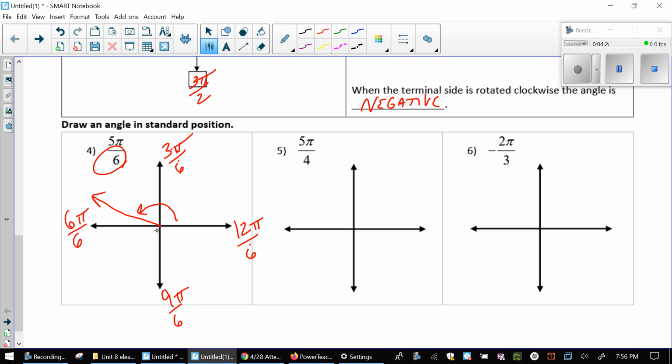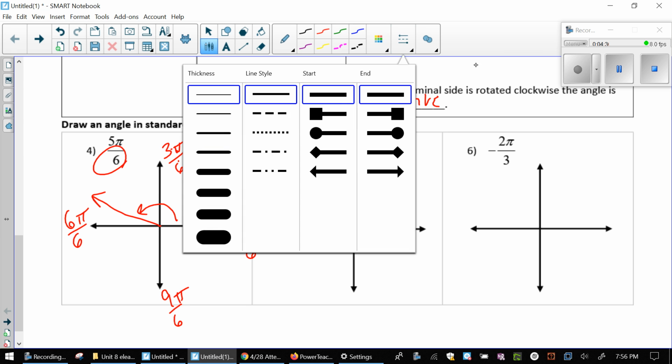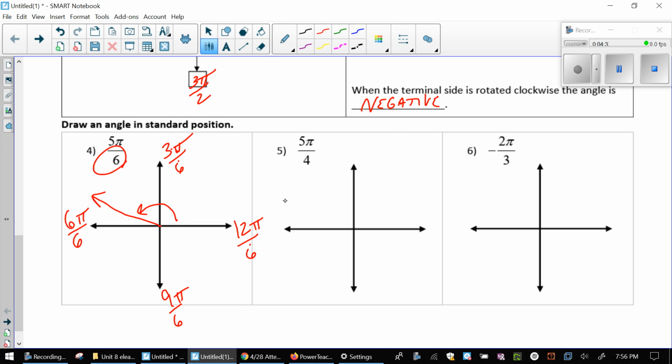5 pi over 4, let's do this again. Okay? So use our same denominator. 1 pi is 4 pi over 4. Half of that is 2 pi over 4. So 4 pi plus another half is 6 pi over 4. And all the way around is 8 pi over 4. So 4 times 2 is 8. Label those. That's going to help you guys a lot.